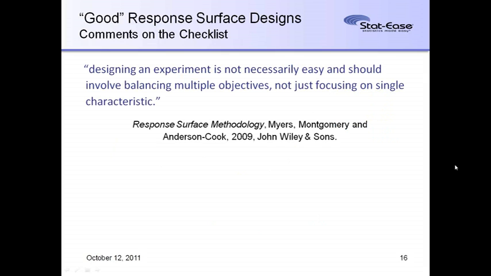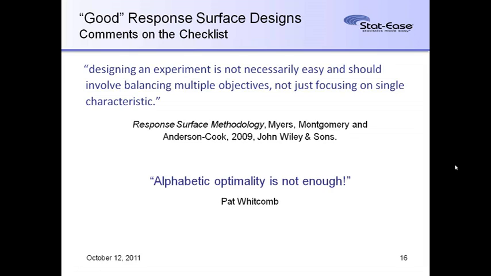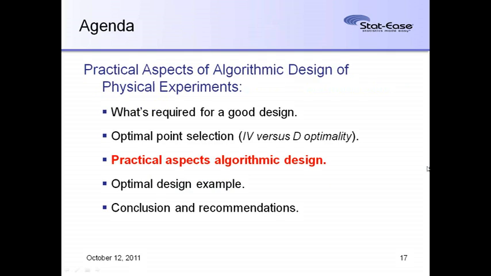Okay. Now, designing experiments is not necessarily easy and should involve balancing multiple objectives, not just focusing on a single characteristic. That's a quote by Myers, Montgomery, and Anderson-Cook from their book on response surface methodology. And so I'll give you my interpretation of that. When designing experiments, alphabetic optimality is not enough. Okay, so what else do we need?